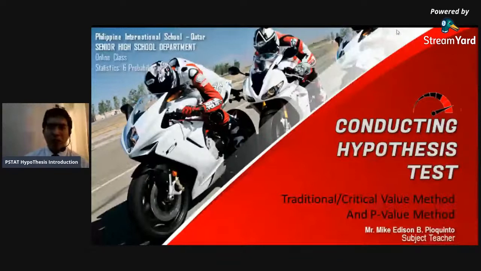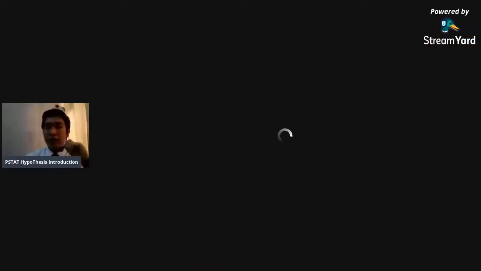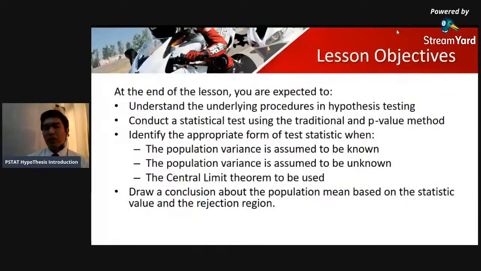To understand the underlying procedures in hypothesis testing, conduct a statistical test using the traditional method about the population based on the statistic value and the rejection rate.